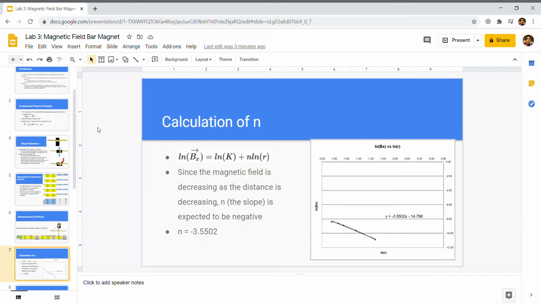Now we have the calculation of n. The equation here is the equation that was used to plot these points. Since the magnetic field is decreasing as the distance is increasing, the slope would be expected to be negative. As you can see from the graph, we get a line with a negative slope, and the slope is given by n. So our n was found to be negative 3.5502.